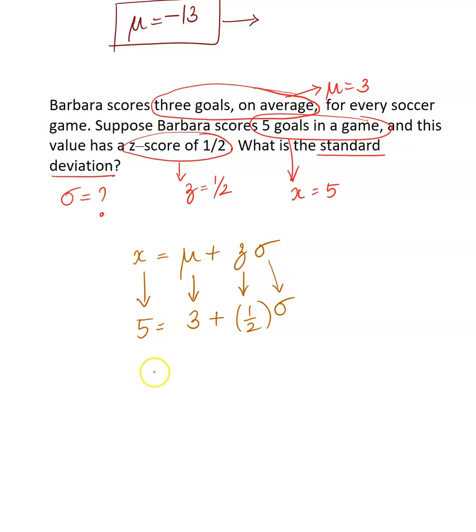Subtract 3 on both sides, you get 2 equals half sigma. Then multiply by 2 on both sides, which means sigma equals 4. So sigma is found to be 4 in this particular problem, where they gave us a context, right? So Barbara scores 3 goals on an average with 4 as the standard deviation.